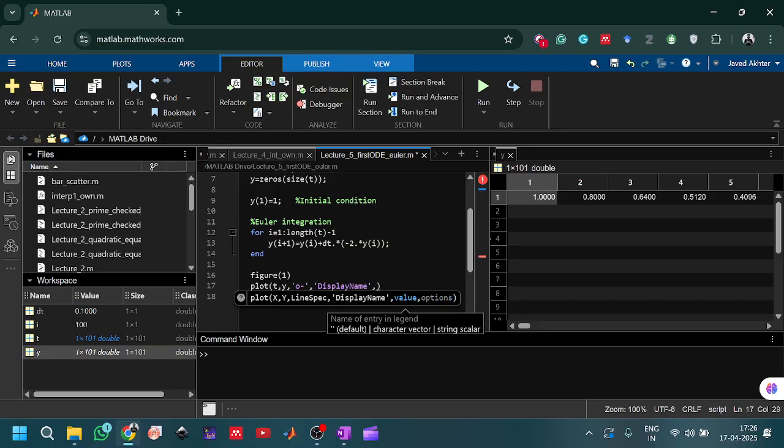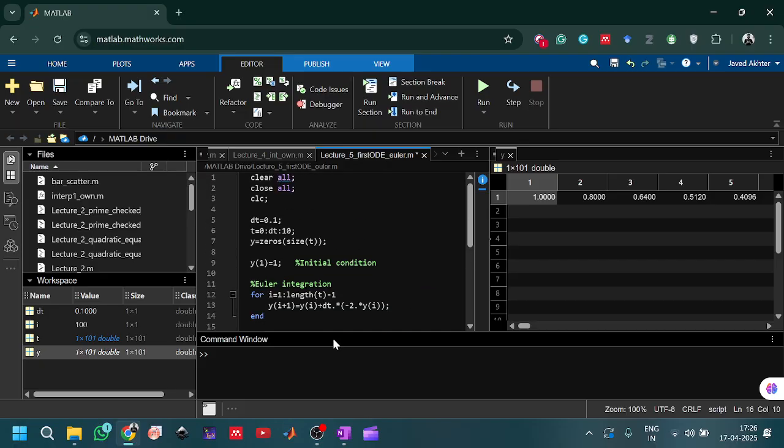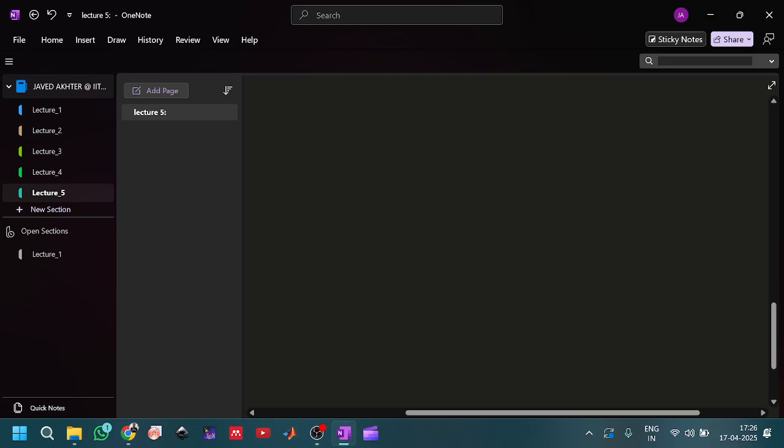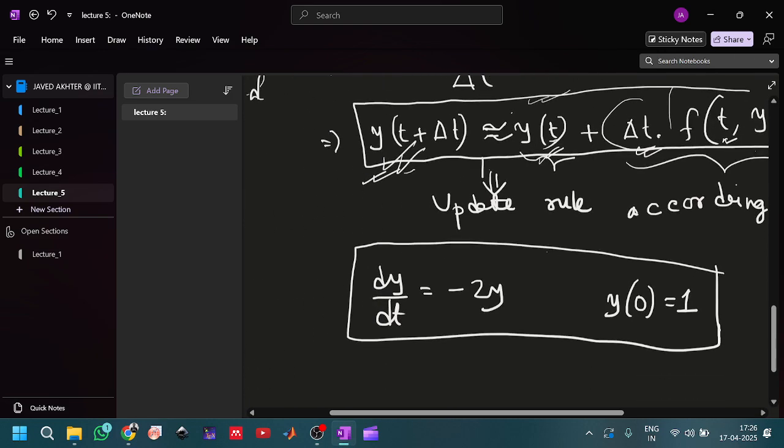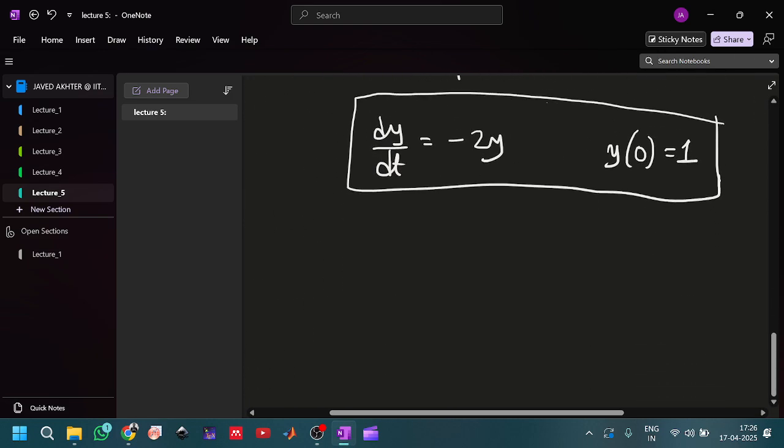So display name, what you want to display, so this is Euler method. And also what you can do, let me solve it. Since this is a simple function, maybe you can try to solve it by hand. So what is this function?